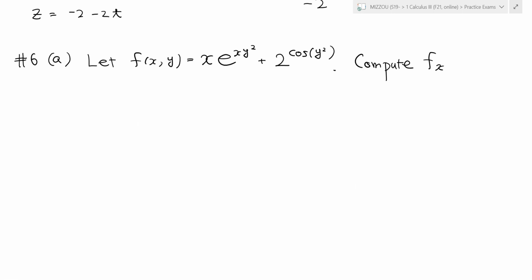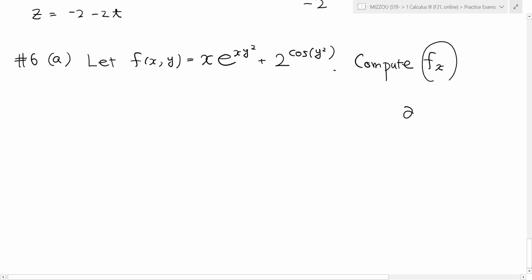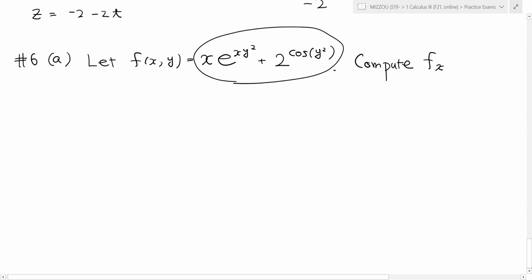Okay, problem number 6, part A. Let f of x be this function of two variables x and y. Compute f sub x, namely the partial derivative of f with respect to x. So what you want to do is to differentiate this function with respect to x. Well, let's do this. Here's our answer.